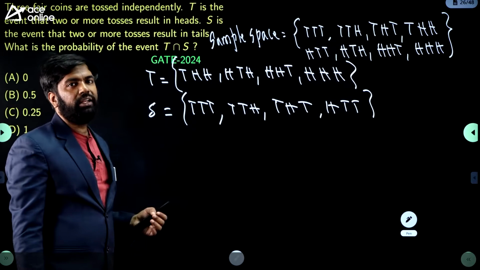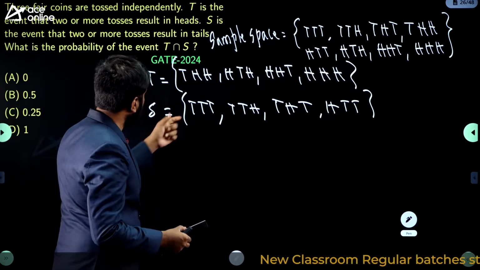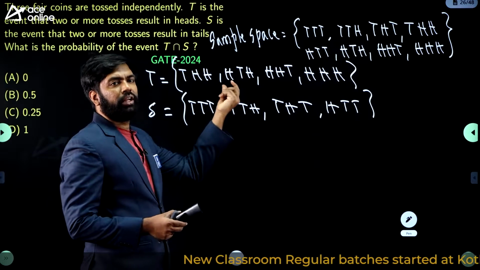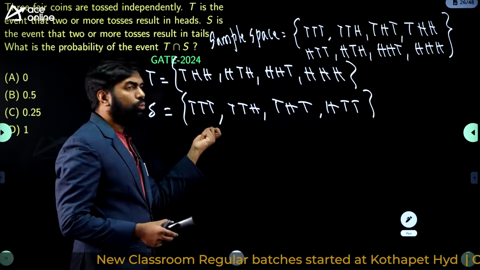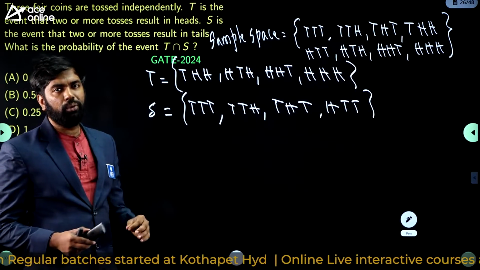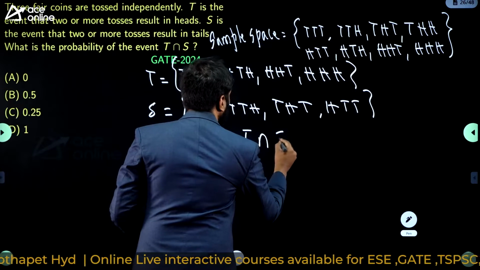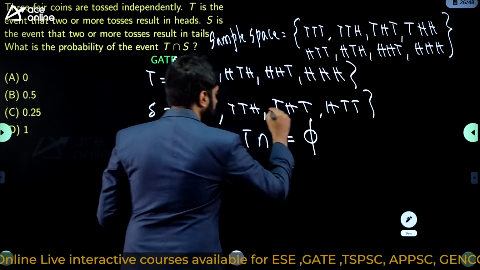Now have a look at their intersection. Do we have any points in common? Look, there are 2 or more than 2 heads here, and here there are 2 or more than 2 tails here. So obviously there are no common elements. So the conclusion is that T intersection S will be an empty set.